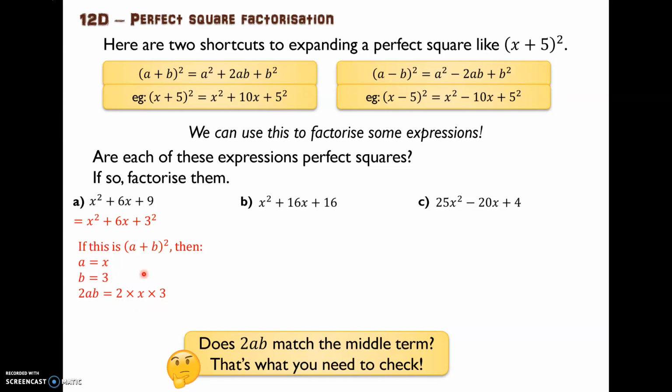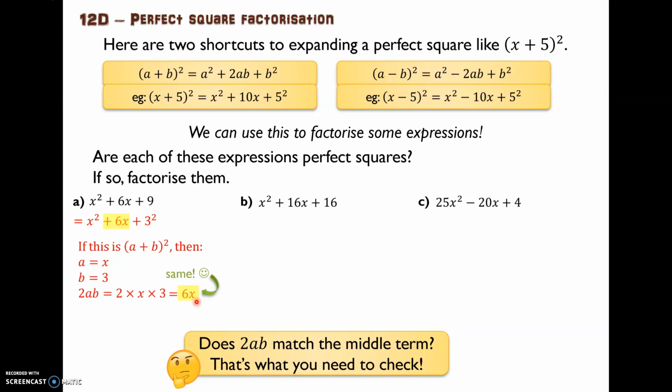Can you simplify 2 times x times 3? How would you write 2 times x times 3 simplified? We would write it as 6x. Now this is really promising. The question I have for you is, does this match the middle term? So the middle term here, does it match what I got for 2ab? What do you think?